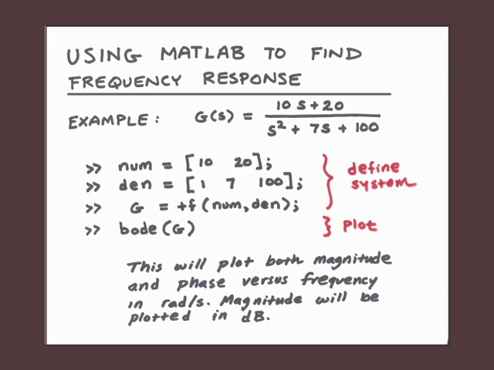And now to get the frequency response plot, I type bode and then the name of the transfer function I'm interested in, in this case, G. This will plot both the magnitude and the phase plots versus frequency, the frequency in radians per second. The magnitude will be in dB here. The phase, of course, will be in degrees. So you can see it's quite easy to find the frequency response using MATLAB.